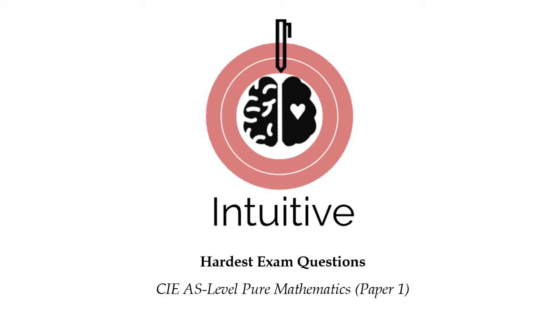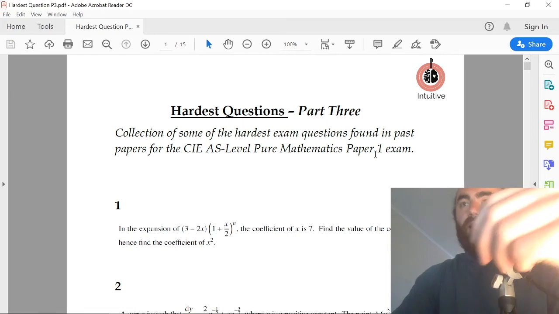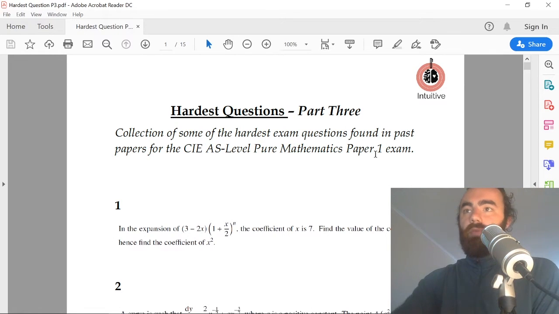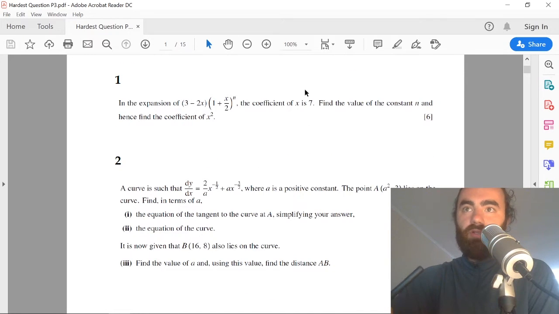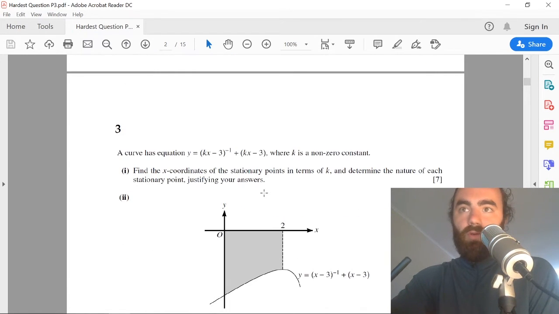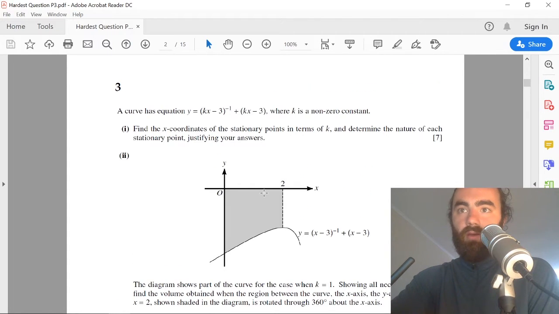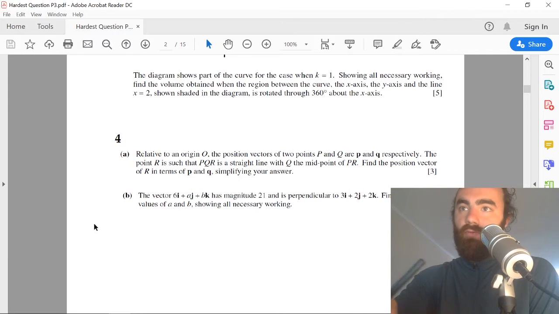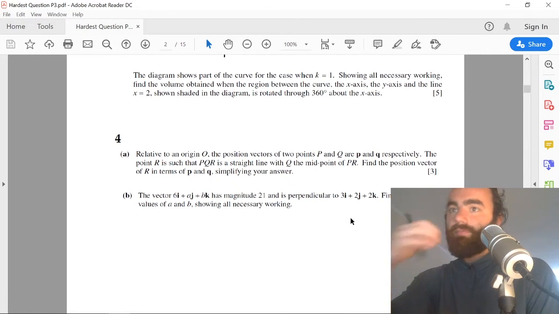So, part 3 of this exam, the hardest exam questions, and here the questions we're going to be doing are as follows. Question 1, a binomial series question. Question 2, which is a sort of differentiation question. Question 3, a sort of integration / differentiation question. And question 4, which is like a vector question.